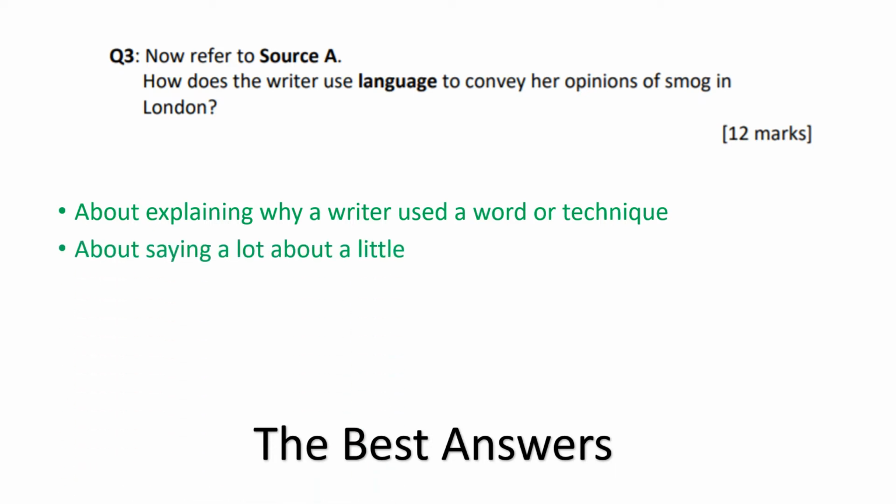The students that do well on this say a lot about very, very little. They may take one word and write a whole paragraph about that word. And that is fantastic. That is what we want. We do not want you rushing around trying to get so many different techniques into one paragraph. You could spend one paragraph explaining a verb and say why you think that writer used that verb. That's what we're looking for.